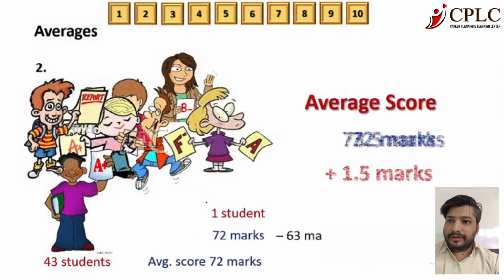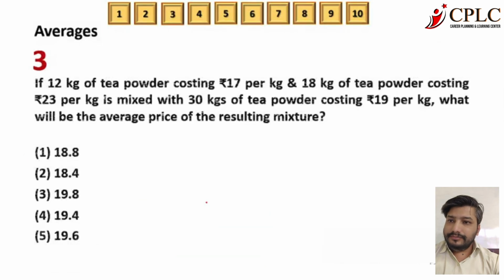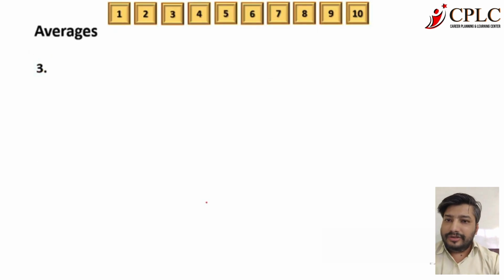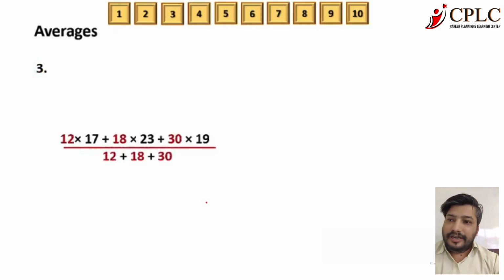Moving on to the third one. 12 kilos of tea powder costing 17 rupees per kilo, 18 kilos of tea powder costing 23 rupees per kilo, and 30 kilos of tea powder costing 19 rupees per kilo is mixed together, and what is the resultant price? So obviously weighted average is something that we need to use here, and if you use weighted average, this is what you will be doing also.